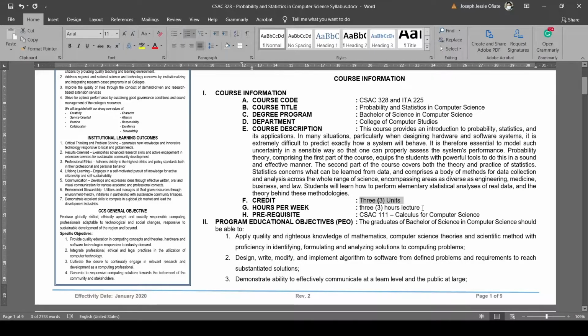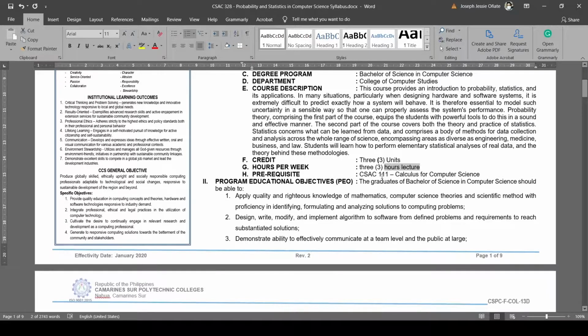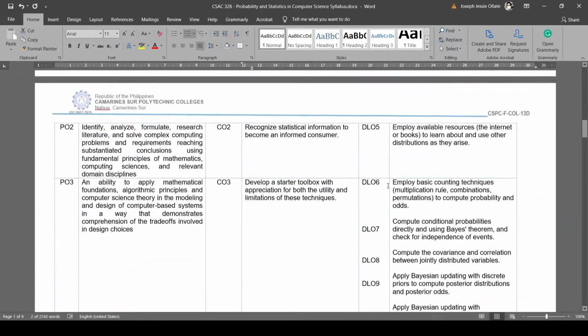This subject is a 3-unit subject. We'll have a 3-hour lecture per week. And the prerequisite for CS is CSAC 111, Calculus for Computer Science.